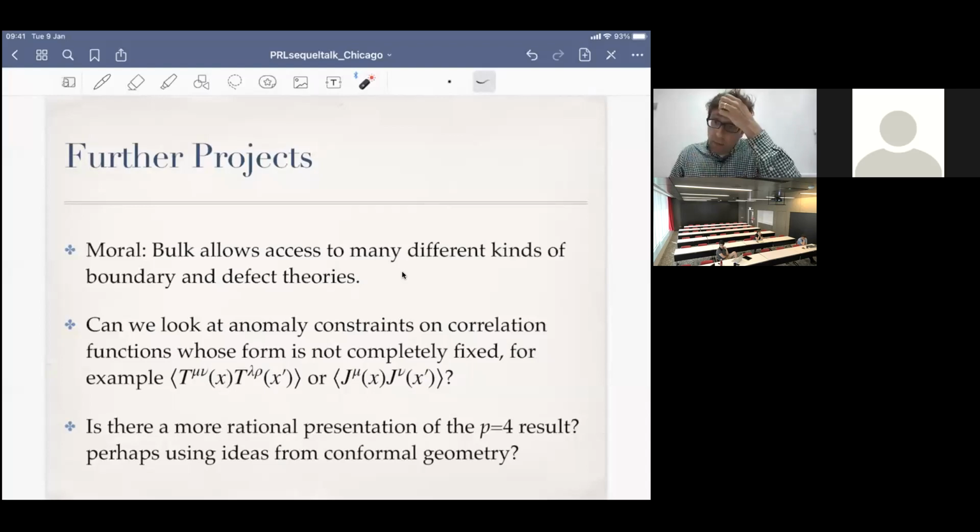Moving forward, one project that Itamar and I had in mind was to look at more complicated correlation functions, which aren't as fixed by conformal symmetry, where there are functions of cross ratios that show up, and see how the anomaly action shows up in there, for example, in two stress tensors or two conserved currents. And another somewhat pressing question is, is there some more rational presentation of this anomaly action in 4 dimensions? Maybe using results from conformal geometry. There's this enormous math literature on things like GJMS invariants or Q-curvature. Could some of those techniques shed some light on this rather messy expression we wrote down for the anomaly action in 4 dimensions?